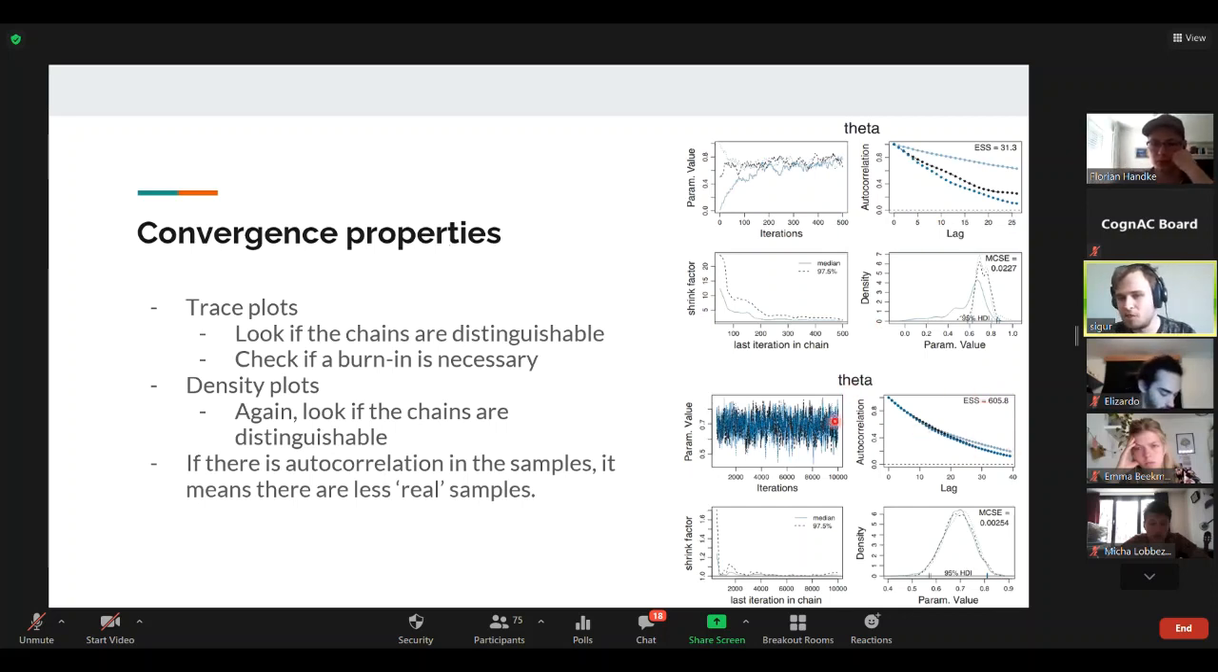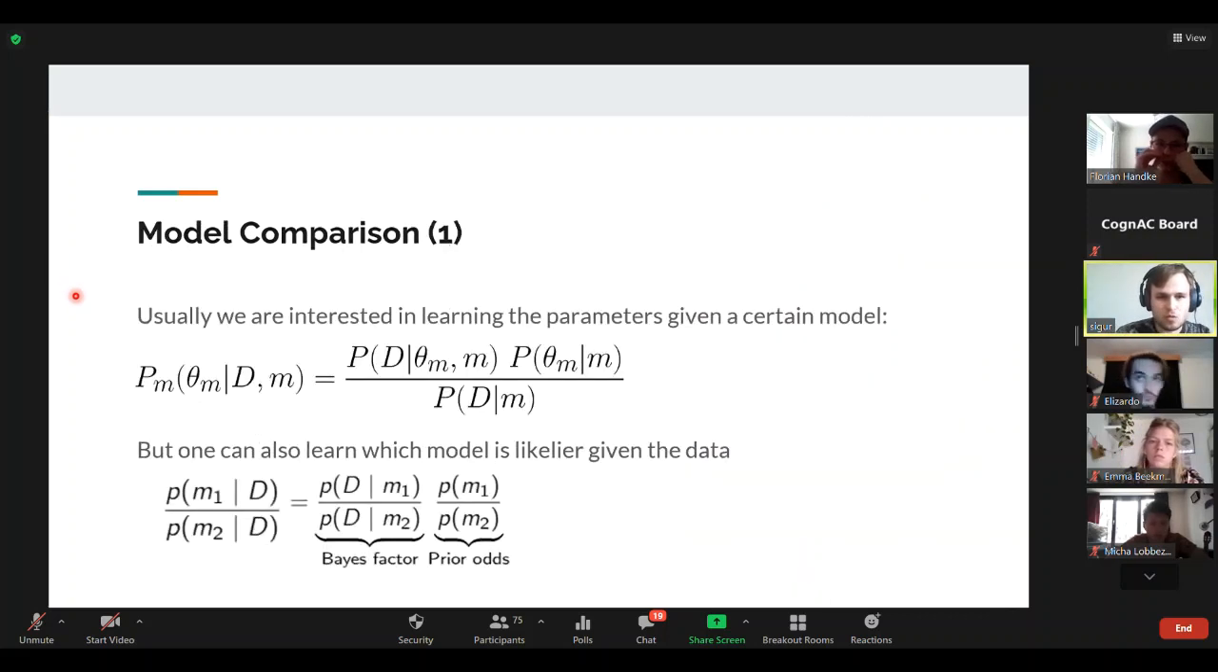So we do the prior odds times the Bayes factor, which is the data given one model divided by the data given another model. If we have no preferences of which hypothesis is more likely, the prior odds will be half divided by half, which is one. So we just have the Bayes factor is the same as the posterior odds. So that is how likely are either of the models given the data.